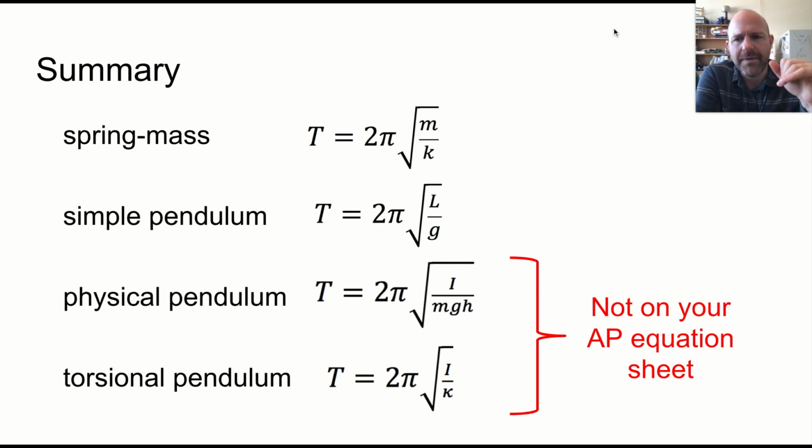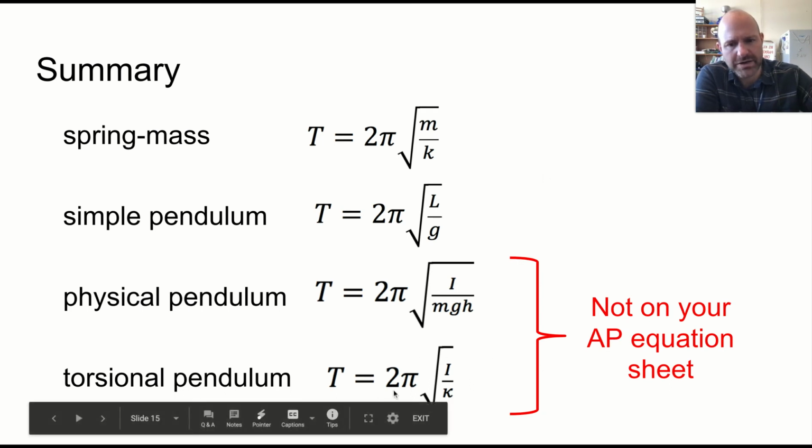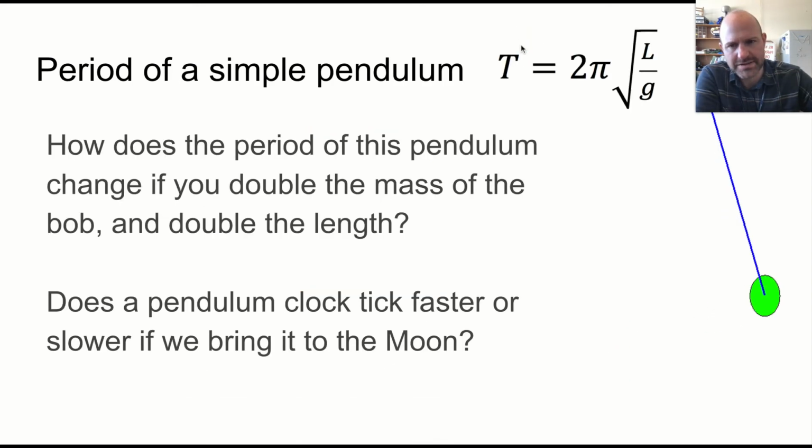So what do we have? Spring mass and simple pendulum. Those two are on your equation sheet. Those are the two you use most often. For the physical pendulum, it's good to notice that in addition to caring about the mass, there's mass inside that I, right? It cares about the distribution of the mass. So you really do need to know the moment of inertia to solve that one. The torsional pendulum is also not on your equation sheet, but helpful to think about when we're thinking about different things that can oscillate.